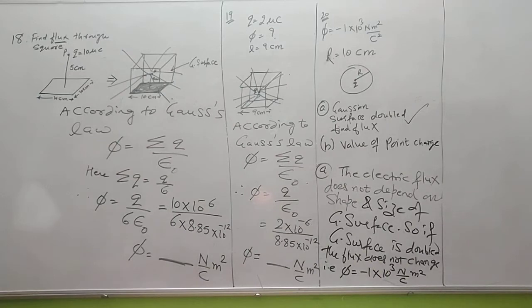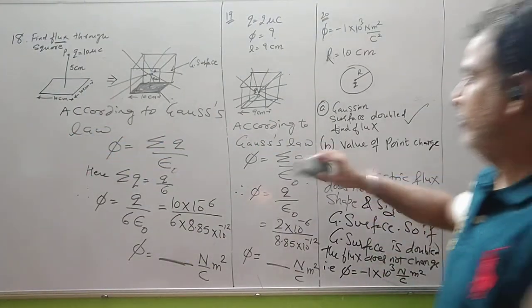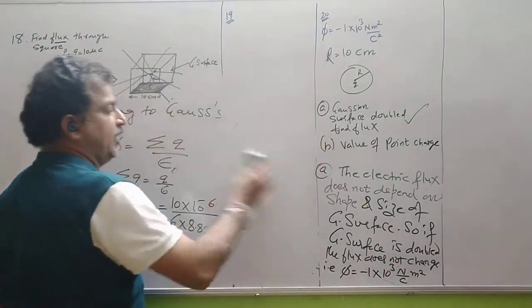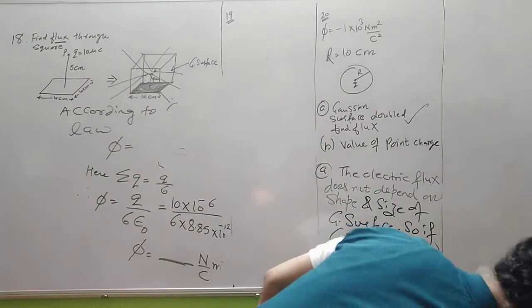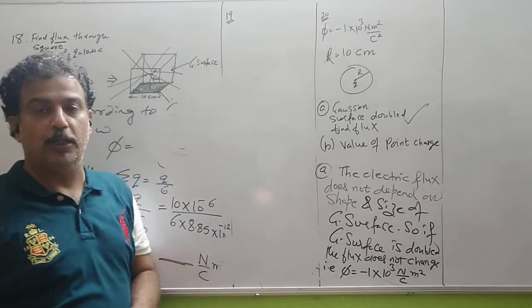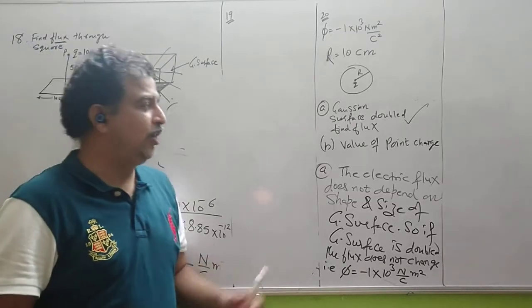So there is no change in the flux linked with the Gaussian surface, even if its size is doubled or tripled, or if it is halved. It does not make any difference to the number of field lines. Flux is the number of field lines passing through a unit area or any surface which is generally held normal.